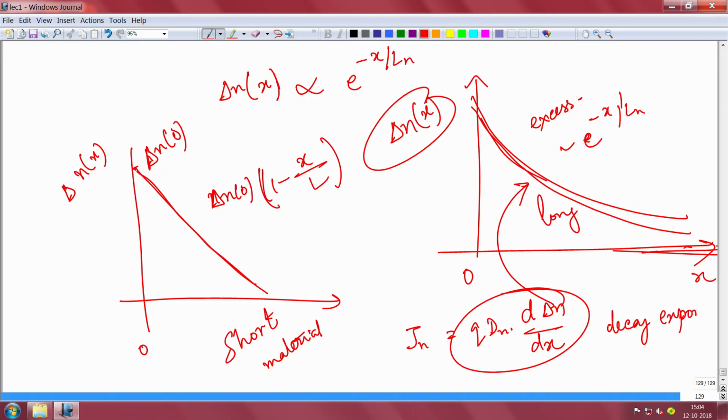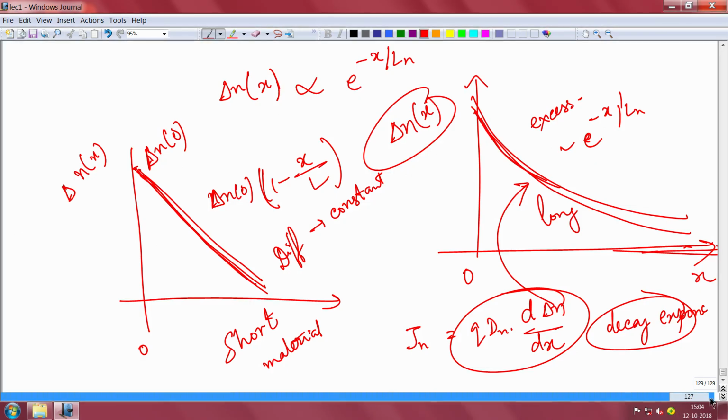In the short case it's a straight line, so the derivative of this is constant. So the diffusion current also will be constant, while in the long case the diffusion current will decay exponentially. These are very important things, because how the carriers decay has a lot of role to play, whether it is a long diode or a short diode. And this decay of excess carriers comes from solving the continuity equation.